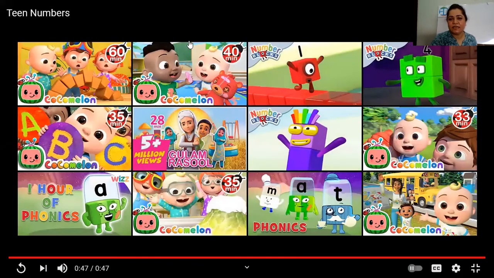Okay, thank you again. So we have done teen numbers today, and we have seen how we write them in figures, and we have seen how we can write them in words. So this was it for today's class in numeracy. We have done teen numbers, and we will be doing some more numbers in the next class, right?